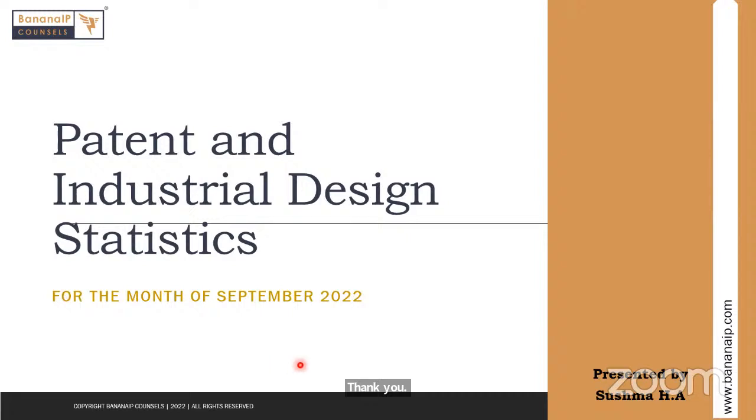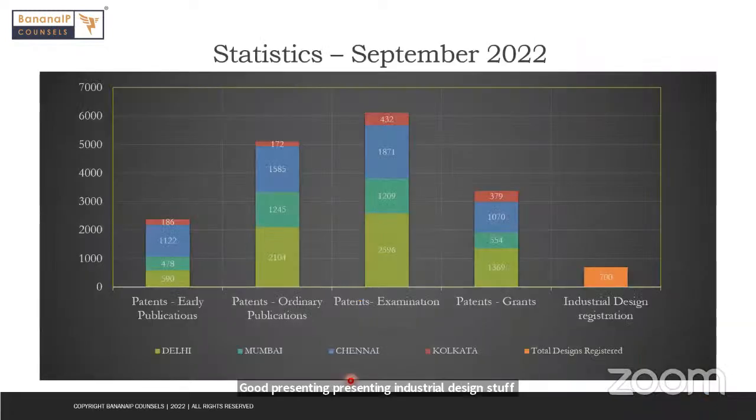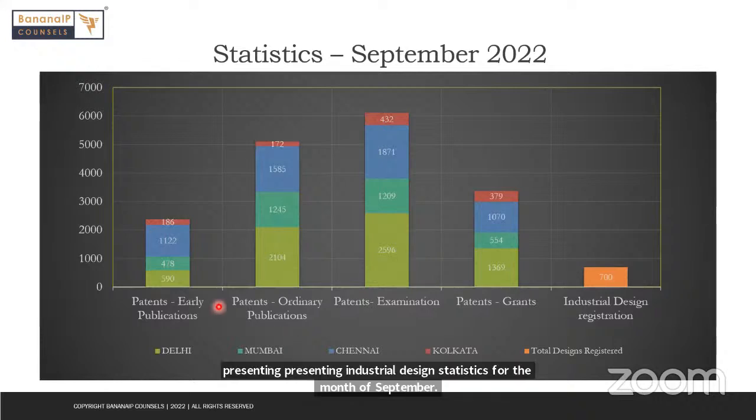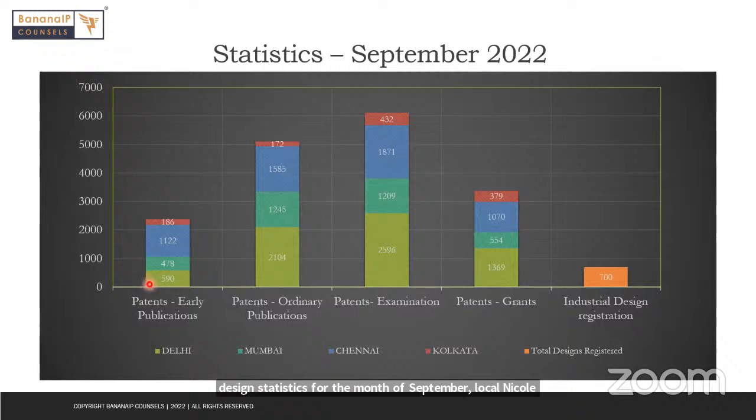Good afternoon, everyone. I'll be presenting patent and industrial design statistics for the month of September. The graph here represents both patent and industrial design statistics for the month of September. The colors represent each territorial jurisdiction. From the bottom, it represents Delhi, Mumbai, Chennai, and Kolkata. A total of 7,482 patent publications happened last month, out of which 2,376 accounts for early publication and 5,106 account for ordinary publications.